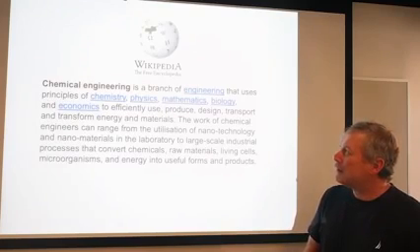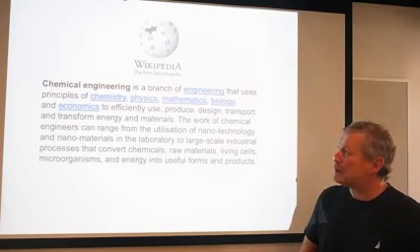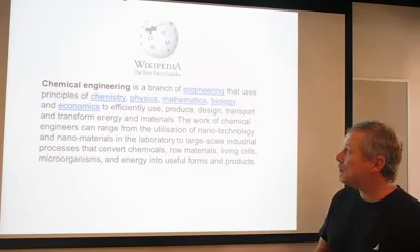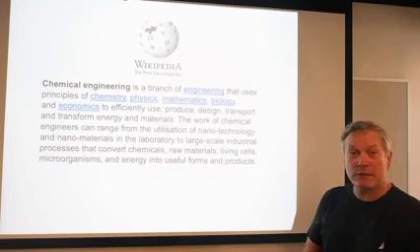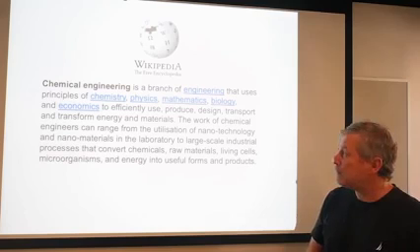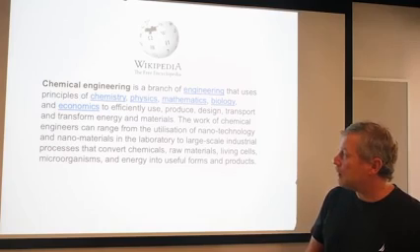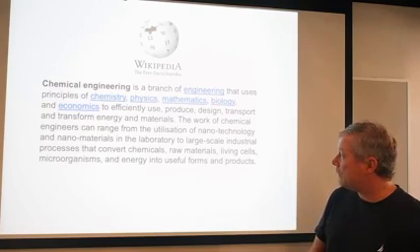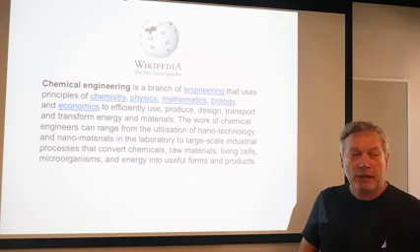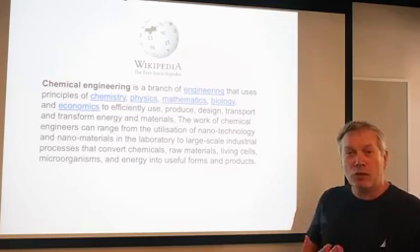Wikipedia defines chemical engineering as a branch of engineering that uses the principles of chemistry, physics, mathematics, biology, and economics to efficiently use, produce, design, transport, and transform energy and materials. That's actually quite accurate, but not all-inclusive. The work of a chemical engineer can range from the utilization of nanotechnology and nanomaterials in the laboratory to large-scale industrial processes that convert chemicals, raw materials, living cells, microorganisms, and energy into useful forms and products. This is true, but also not all-inclusive.